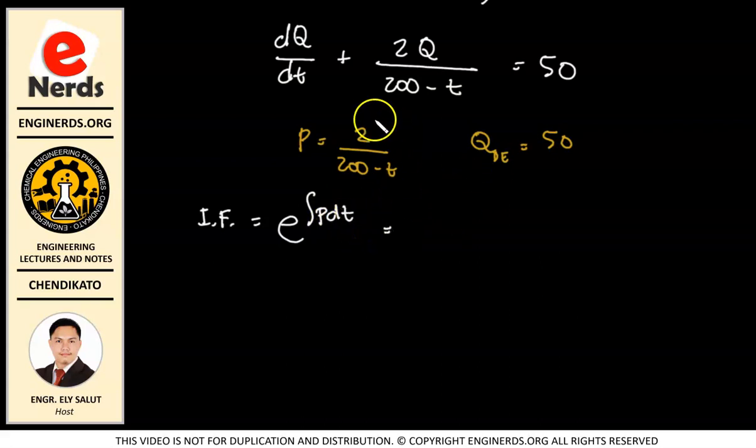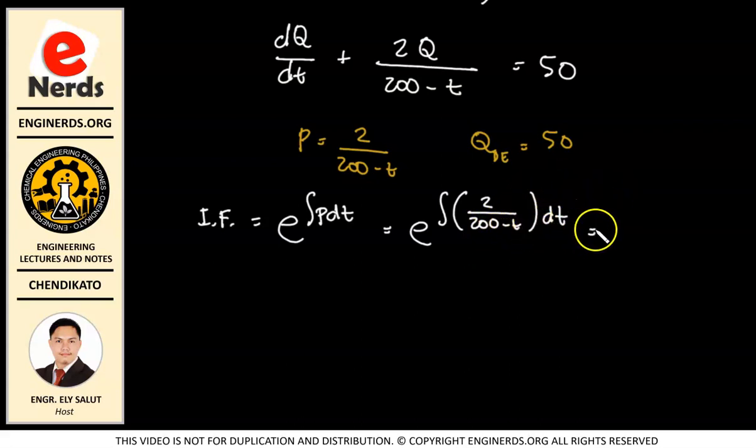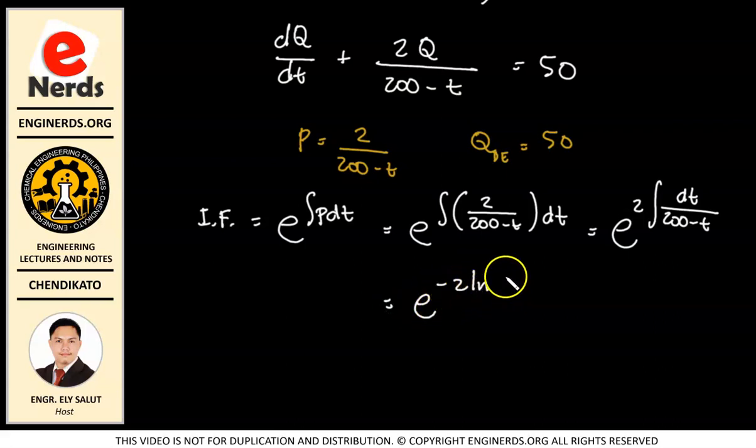Okay, so substitute natin yung p. We have our p here. So we have e, the integral of our p, which is 2 over 200 minus t dt. Okay, so ilalabas lang natin yung ating 2, e to the 2, the integral of dt over 200 minus t. Alright, so we have this as e to the negative 2 ln of 200 minus t.